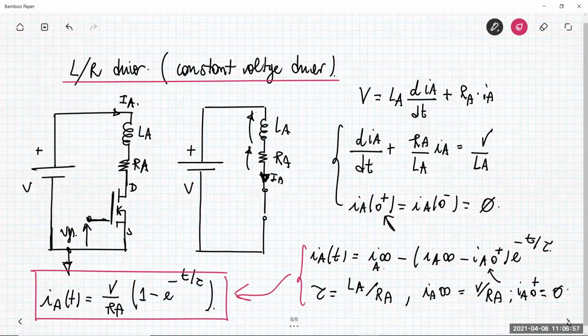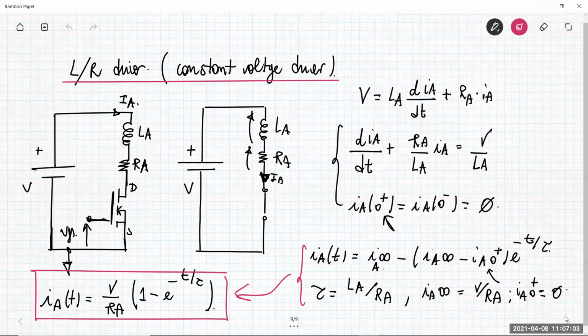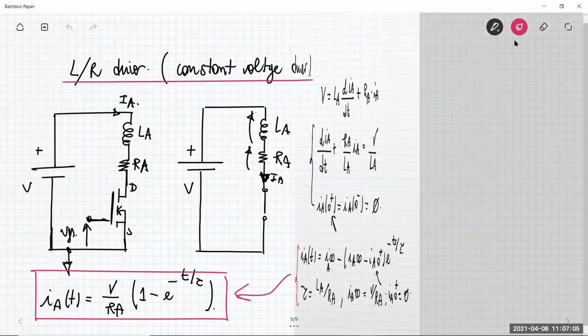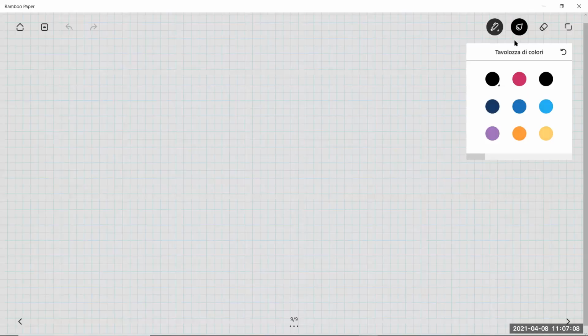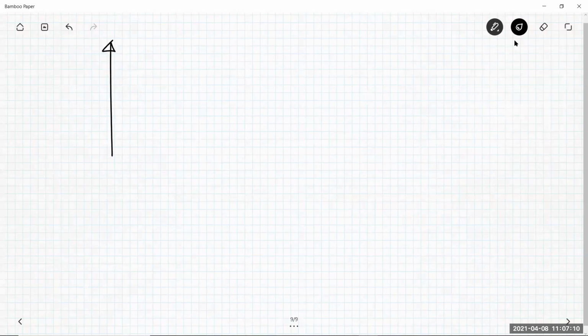This is the solution. Whatever method you apply, this is not something new. So what happens at the two nodes? Let me put it on a graph, which is the behavior of this current.